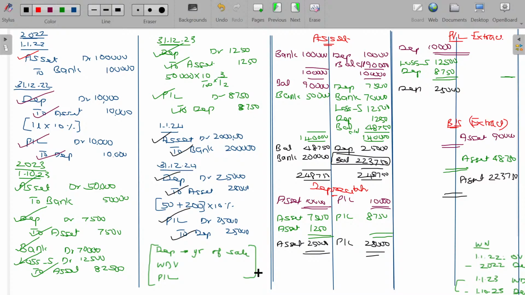Always remember, if any asset is sold in any of the year, three things you have to calculate. One is depreciation in the year of sale, up to the date of sale. Second one is you have to find out the WDV of the asset. It's nothing but the original value of the purchase minus all the depreciation since the day of purchase to the date of sale. Third one is find out the profit and loss on sale. This WDV is compared with the sale value to find out whether there is any profit or loss. Clear? Yes, come on, make a note of it.